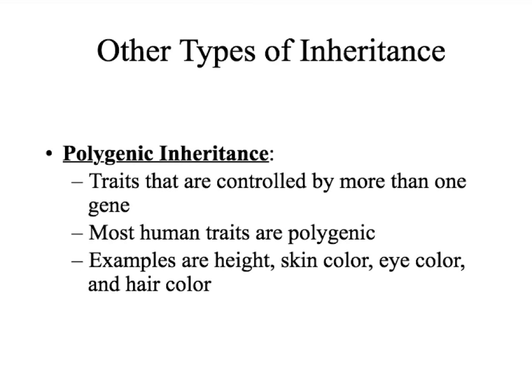Our final type of inheritance is what we're going to call polygenic inheritance. This is where our traits are controlled by more than one gene. Most of your traits are going to be this way. Height isn't just one gene. There are several genes that determine your height. Skin color is going to be another one, eye color another one, hair color another one, and that's why we have so much variation.